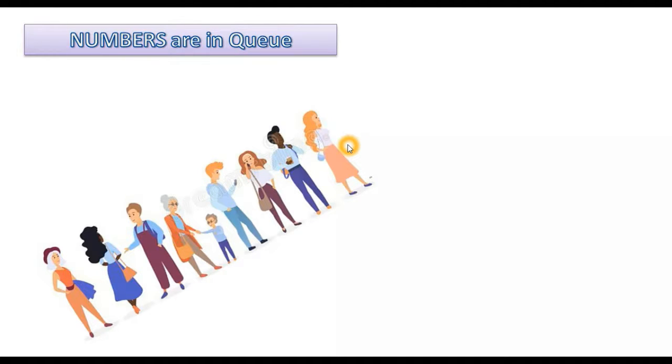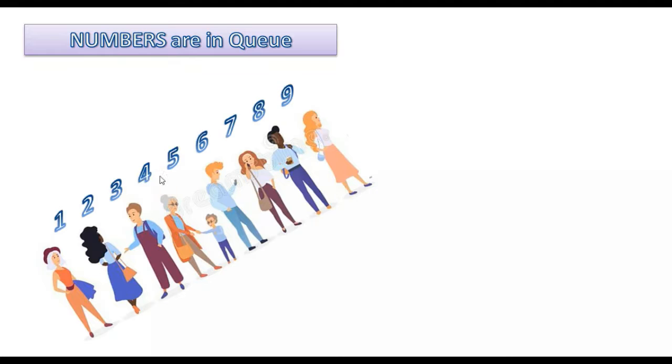Or you have gone for something and you are standing in a queue, so how do you stand? One person after another. You look at any person, there would be one person in front of them and one person behind them. So that's how the queue is. In a very similar way, numbers are also in a queue, one number after another.